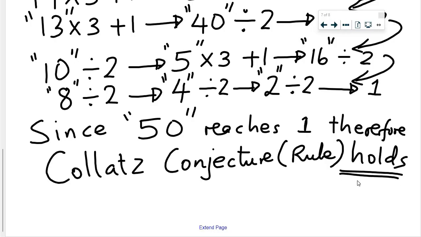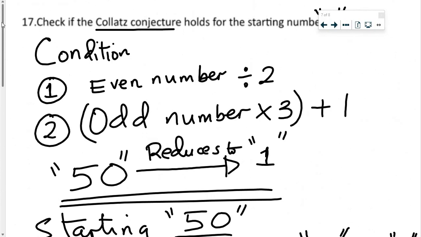There we stop. So this is the condition. If the number is an even number, you need to divide by 2. Second condition. If the number is odd, you need to take that odd number, multiply by 3, the answer you get, add 1. And see if that number will reduce to 1. If it does reduce to 1, then Collatz's conjecture holds.